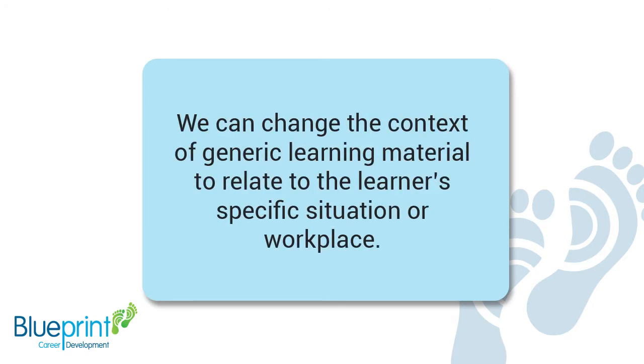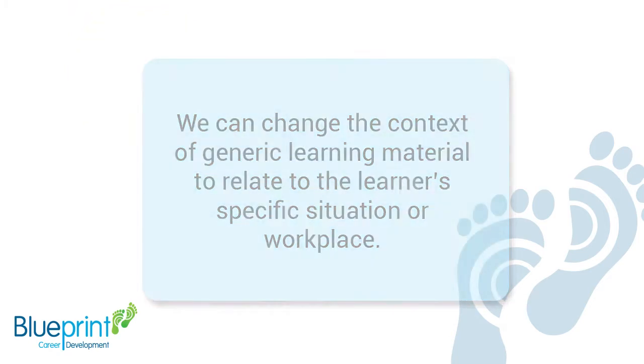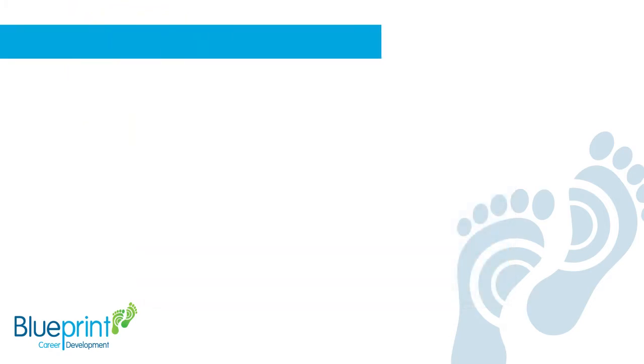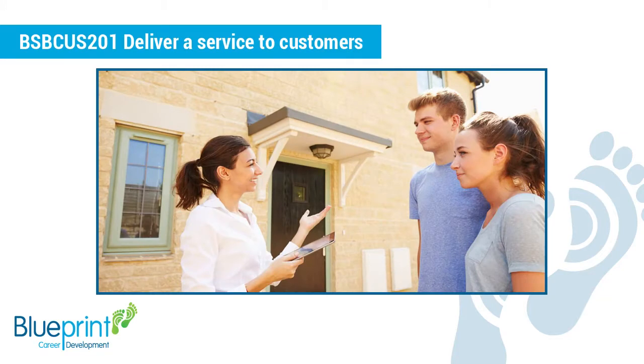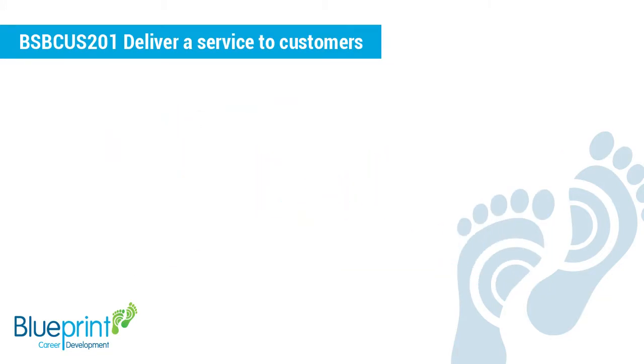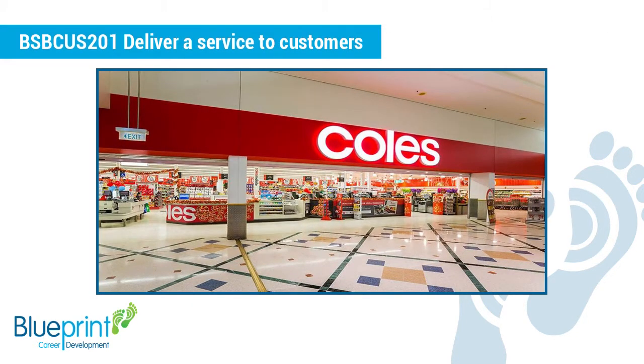We can change the context of generic learning material to relate to the learner's specific situation or workplace. Using the previous example, if I chose the unit BSBCUS201 Deliver a service to customers, I could make the resources specific to a real estate office where contact is face-to-face, by phone and by email, or to a retail store where contact is mostly face-to-face.